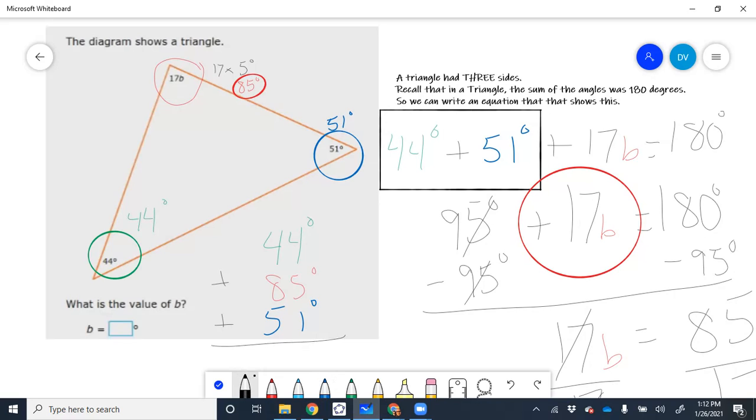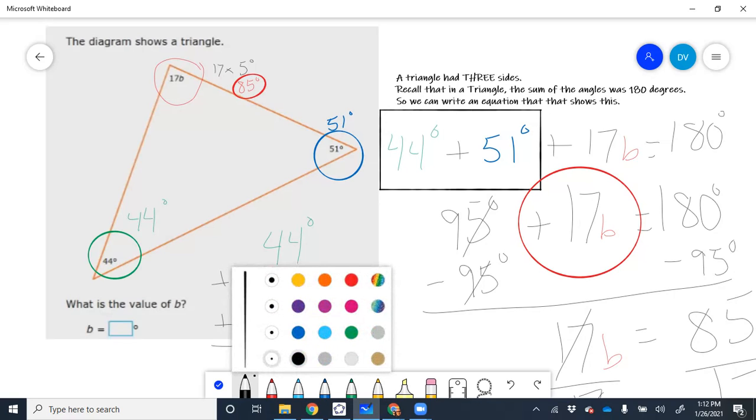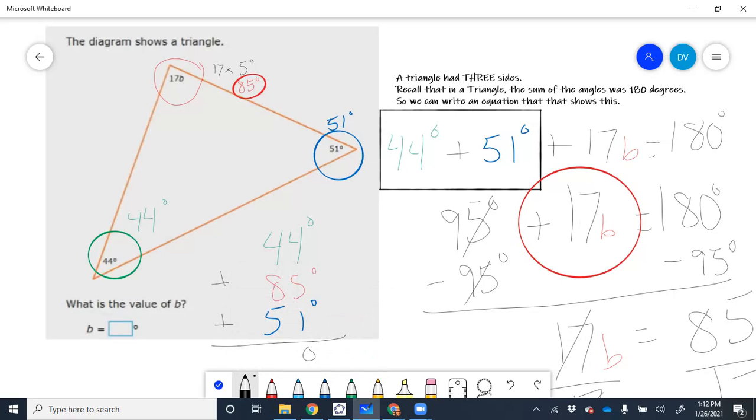4 plus 5 is 9, plus 1 is 10. We'll put the 0 and carry the 1 here. 4 plus 1 is 5. 5 plus 8 is 13, and 13 plus 5 is 18. So that will give us 180 degrees. And that means our answer is right.